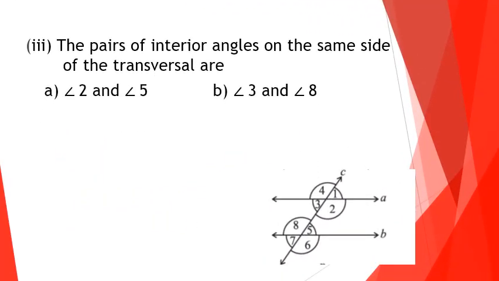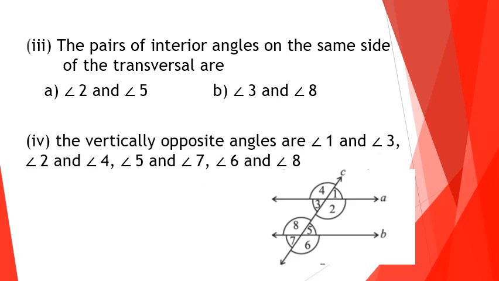Our third question, the pairs of interior angles on the same side of the transversal. Which are they? First we identify the interior angles, that is angle 2, angle 3, angle 8 and angle 5. Pairs of interior angles on the same side of the transversal are those lying on the left of the transversal and on the right of the transversal. So the required pairs of angles are angle 2 and angle 5. The second pair is angle 3 and angle 8.